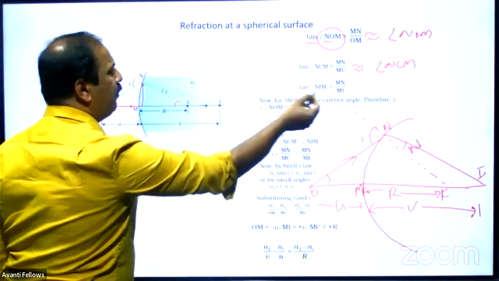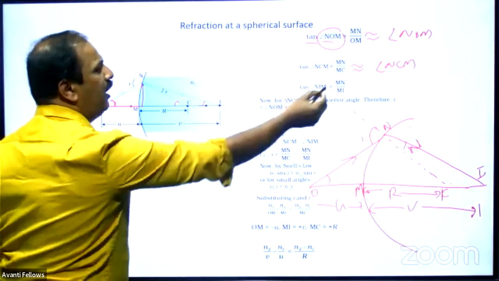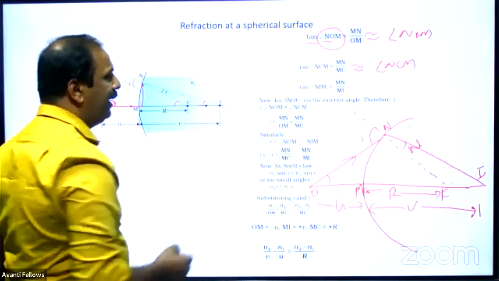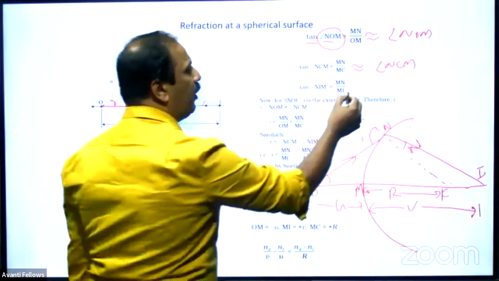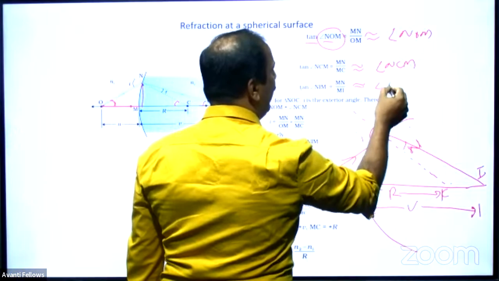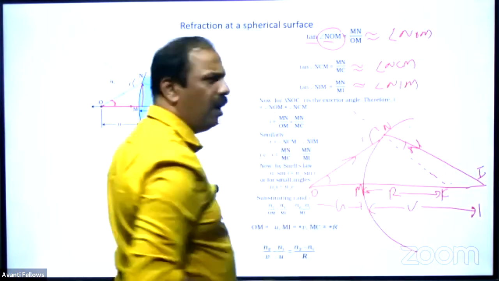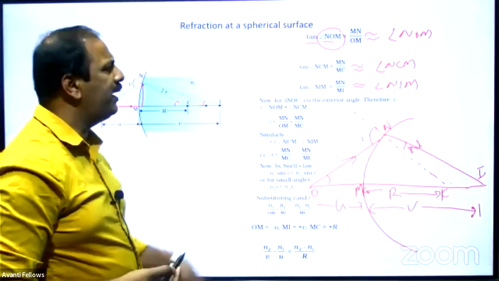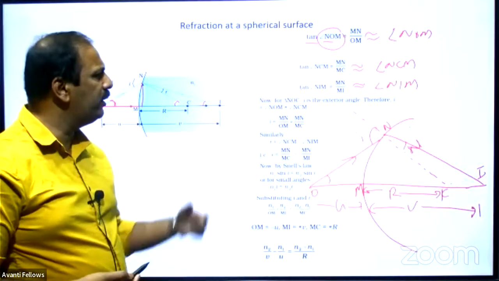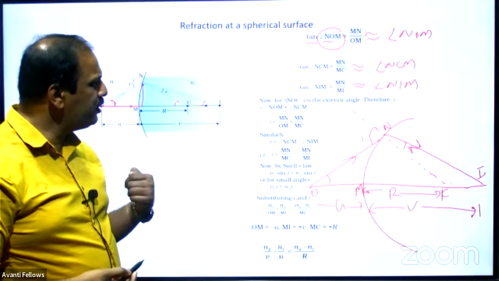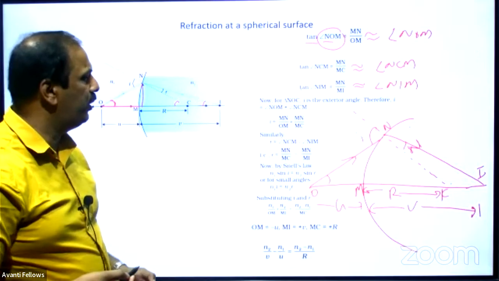Similarly, we have tan of angle NIM. For this one, we will get it as MN by MI. That is also approximately equal to angle NIM, because tan theta for small angle, tan theta is approximately equal to theta. So we can write like this. Now you see here, the next point is important.